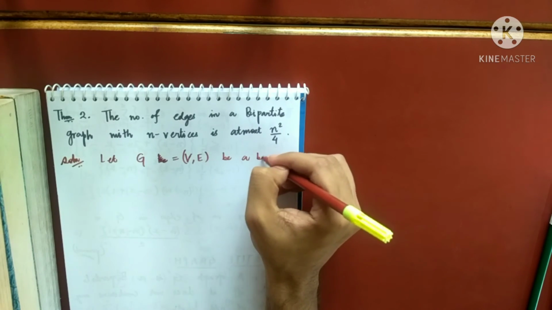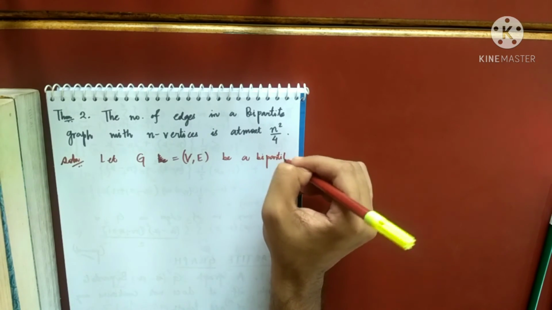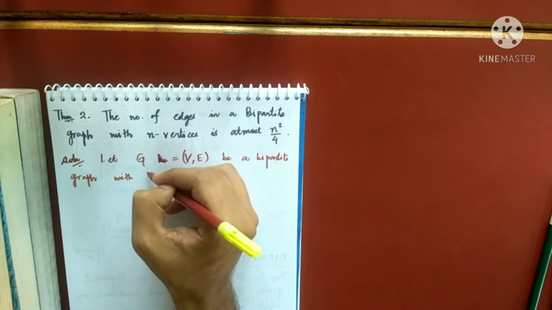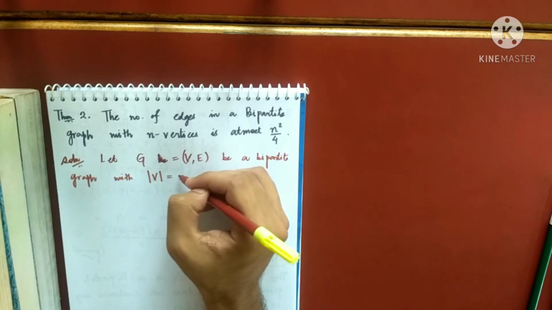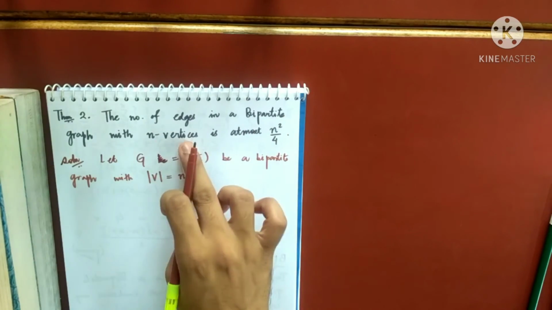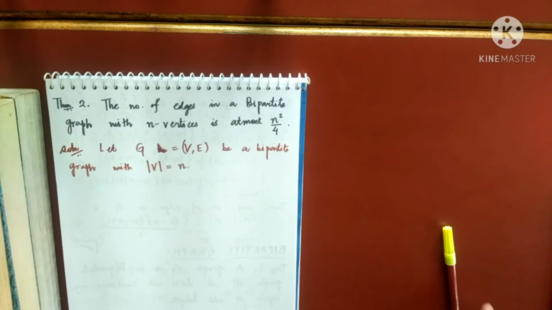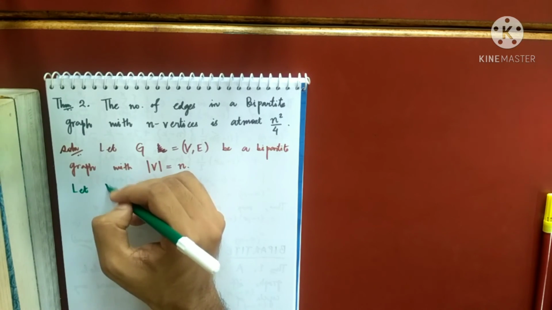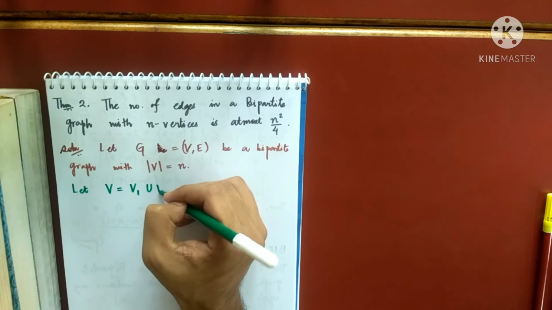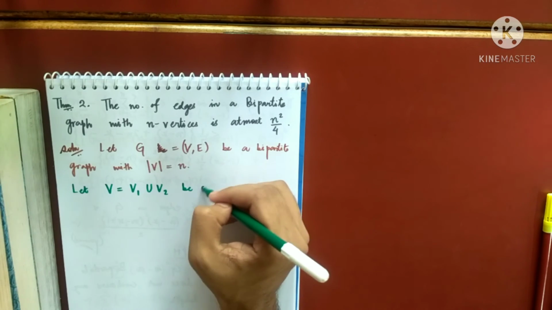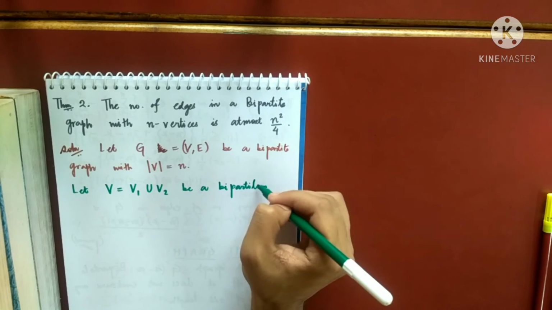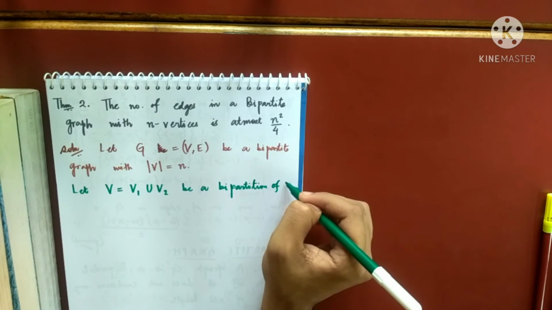Let G be a bipartite graph with the number of elements in the vertex set being n. That is given in the question. Now, because the graph is bipartite, I can find a bipartition. So let V equal V1 union V2 be a bipartition of G, or of V.